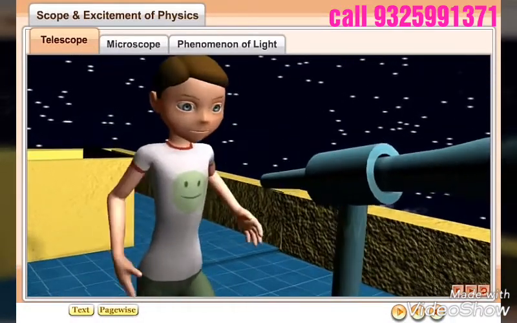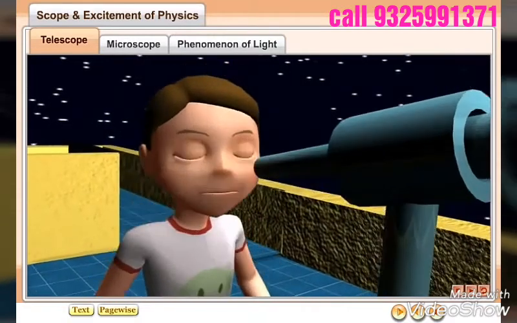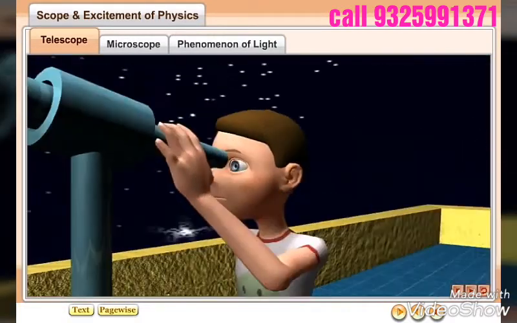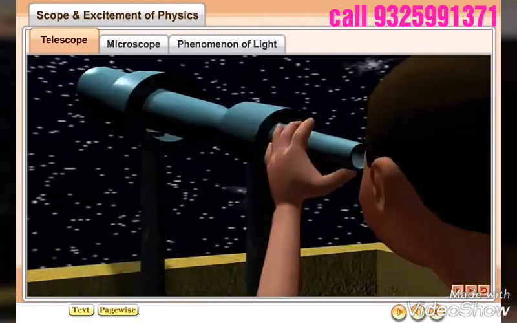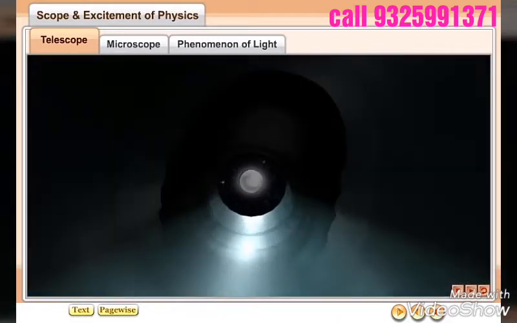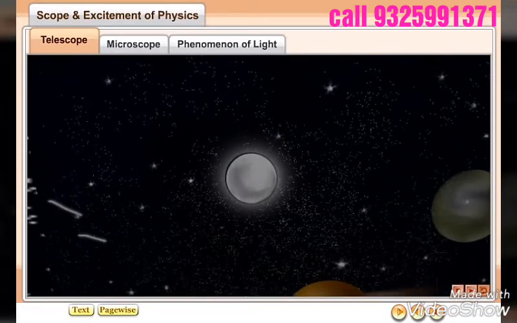Scope and excitement of physics. Telescope. The working of telescopes and microscopes and other optical instruments and phenomena involving light are examples of optics.